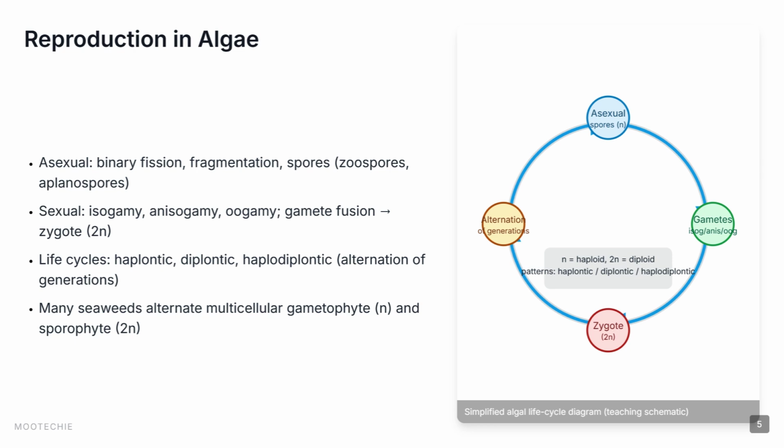The schematic on this slide illustrates a simplified algal life cycle, showing the alternation of generations. It highlights that N represents the haploid state and 2N the diploid state, and points out the different patterns like haplontic and haplodiplontic. It also shows the zygote as the diploid cell resulting from gamete fusion, which is a key starting point for the sporophyte generation.